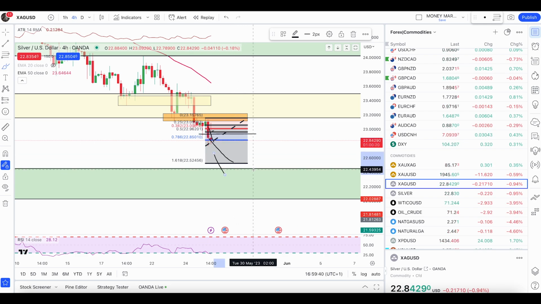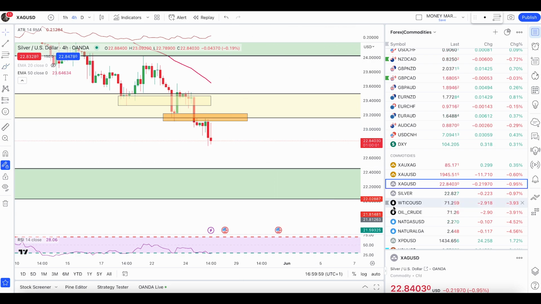The next buying zone is right here in green, which is 22.45. That goes down to 22.03, from where we will enter our buy trade using one of the entry patterns, bullish engulfers, double bottom entry pattern. So that is what I'm looking at for silver. Still bearish, and prices will likely fall to 1.618 retracement. So keep an eye here for your entries.